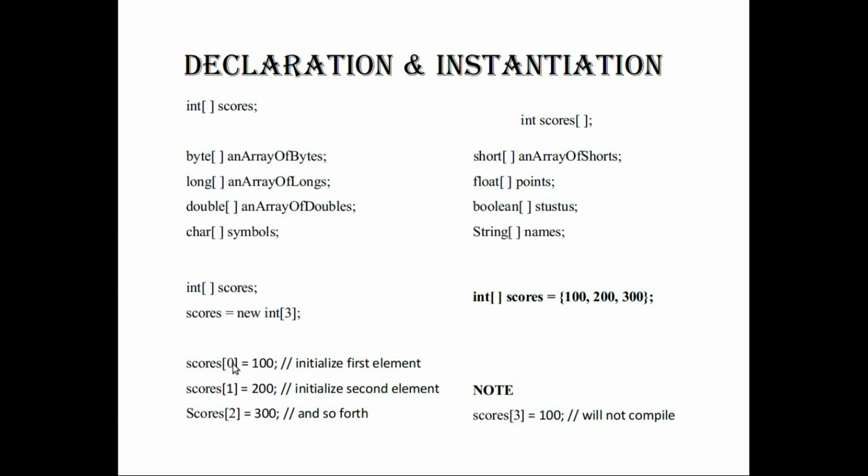Now, I initially declared my array to be able to hold 3 integers, which means I only have 3 index positions, from 0 to 2. If I come here where I have the note, you see I'm saying scores position 3 is equal to 100. If you do this, this portion of your code will not compile, because my array can only hold 3 elements. If the indexes start from 0, I only have index 0, 1, and 2. There is no index 3. If I have an index 3, it means my array is holding 4 elements.